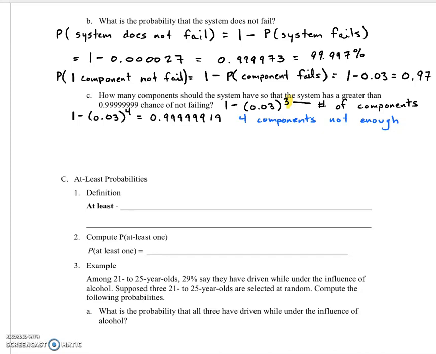All right, so let's try 5 components. So it's the same thing, but we're going to raise it to the 5th power because we have 5 components this time. And that gives us 0.999999998. So this is only 7 nines and then an 8, and we needed 8 nines. So 5 components is also not enough.